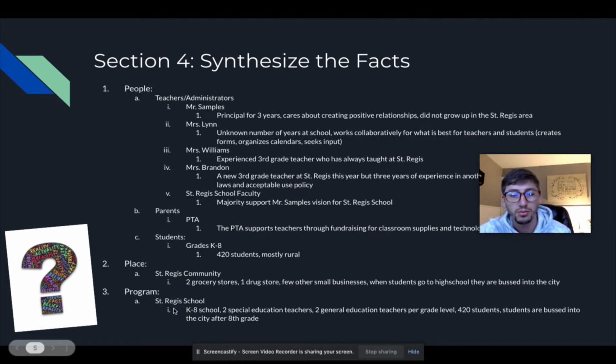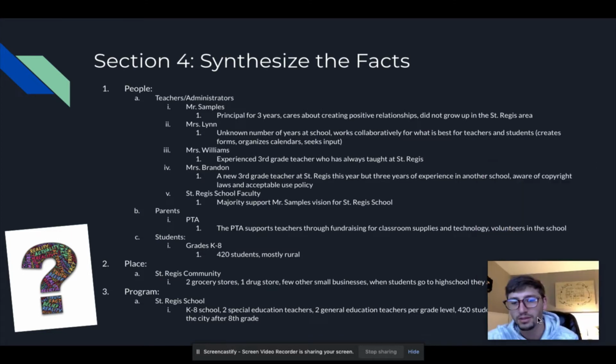And then the program would be the St. Regis K-8 school. There are two special education teachers, two general education teachers per grade level, 420 students, and the students, like I said before, are bused into the city after 8th grade.